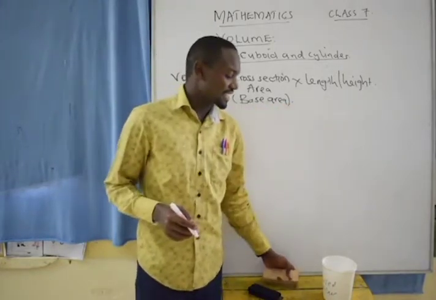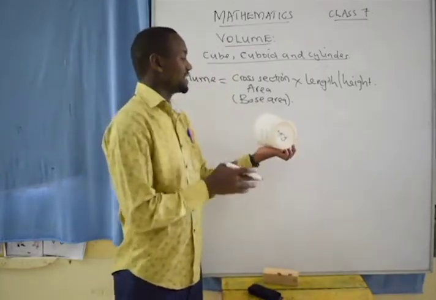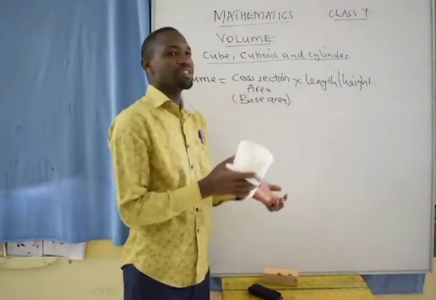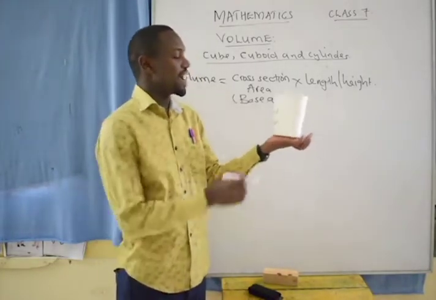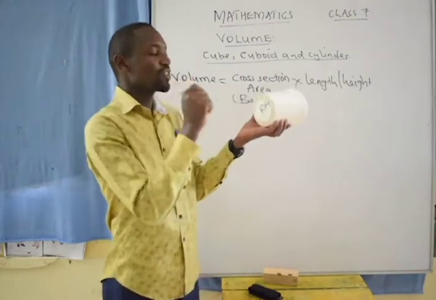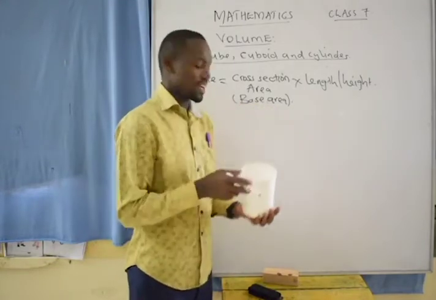For example, if it is a cylinder, once you place it this way, it cannot be stable. You can see it is moving. So for it to be stable, you have to place it that way, where the circular part will become the area of the cross-section, or the base area.